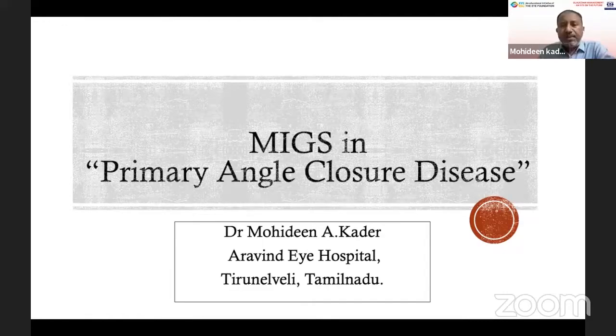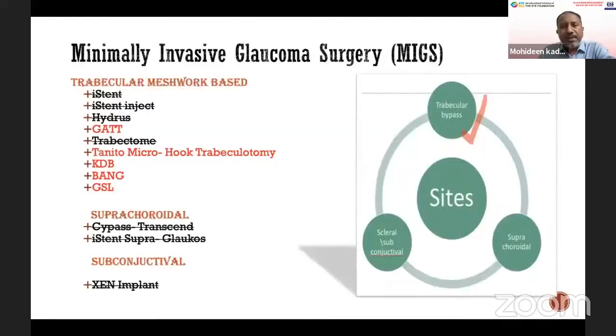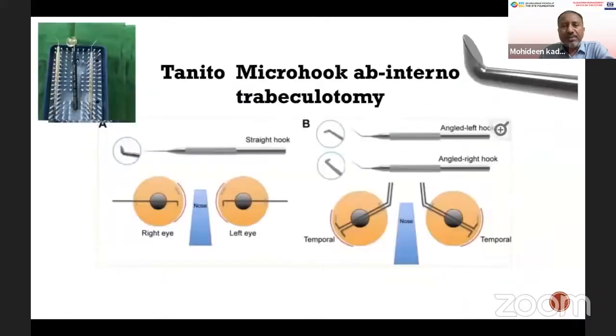Thank you, Chitra. Yes, I'm audible. It's going to be MIGS in primary angle closure disease. If you look at this, all the MIGS, I think suprachoroidal and subconjunctival are ruled out. Basically, you have GATT, you have trabeculotomy, you have KDB, you have BAND, and GSL. These are a few surgeries you can do for MIGS, especially in angle closure disease.